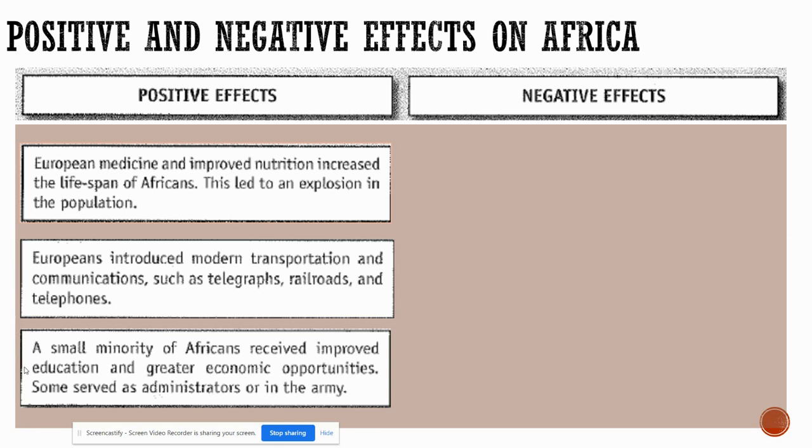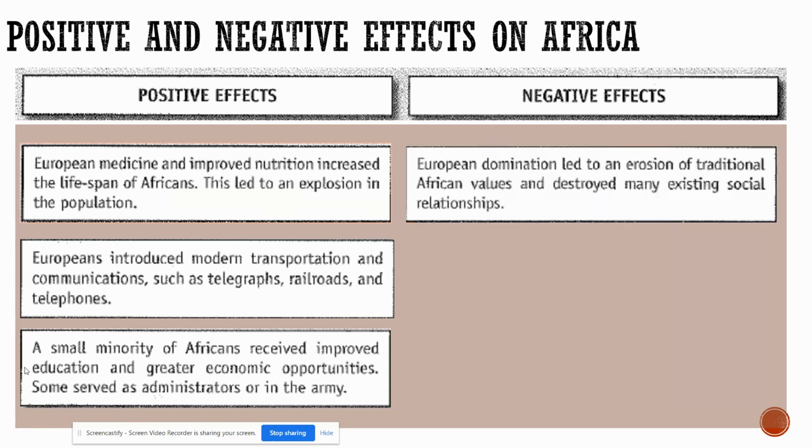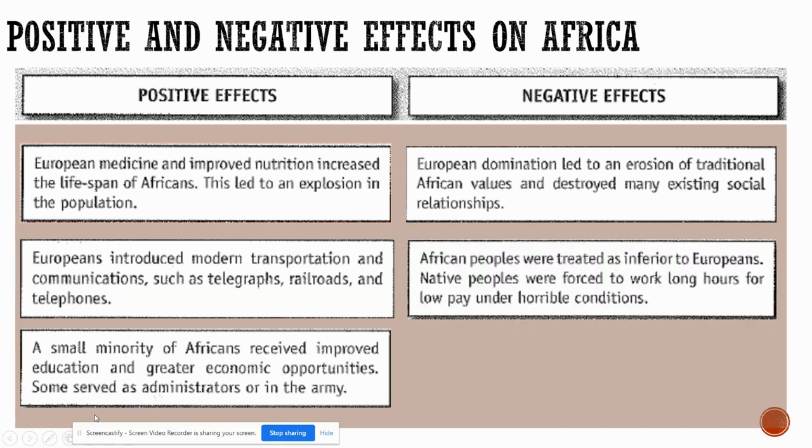army. So the negative effects: European domination led to the erosion of traditional African values and destroyed many existing social relationships. So it kind of just wiped out their culture. African people were treated as inferior to Europeans. Native people were forced to work long hours for low pay under horrible conditions. So they just transferred all the problems that they had in Europe with the Industrial Revolution to these places that they take over and just use them for labor.